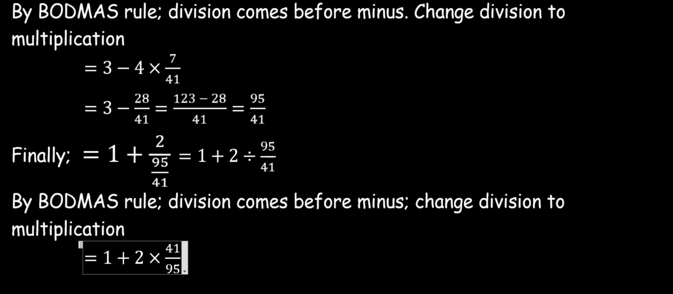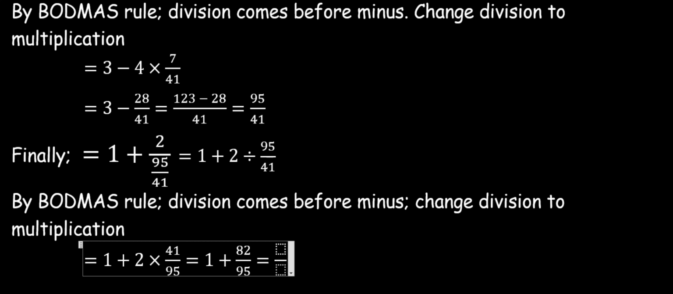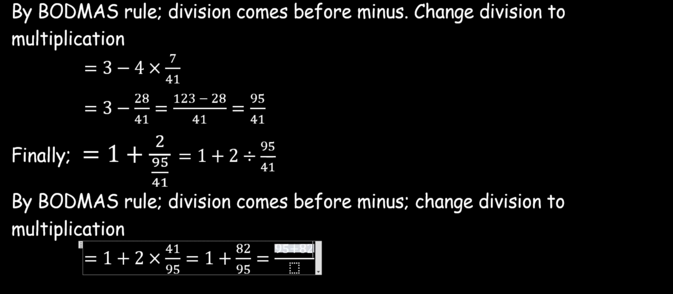Next, no term will cancel out, so we just multiply out. And that will be equal to 1 plus 82 over 95. From there, we do our simple arithmetic operation, and that will give us 95 plus 82 at the numerator, all over 95. That is, we multiply 95 times 1 plus 82, all over 95. And that will be equal to 177 over 95.